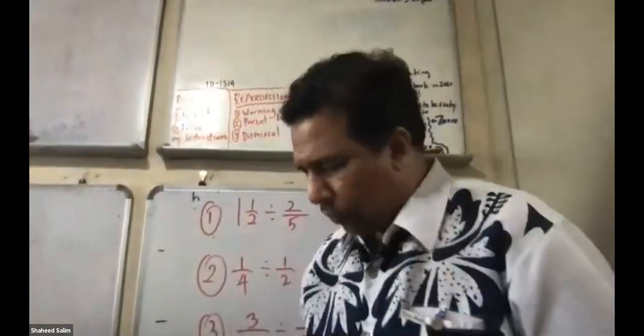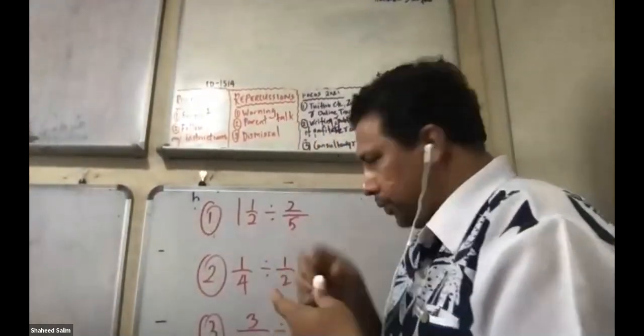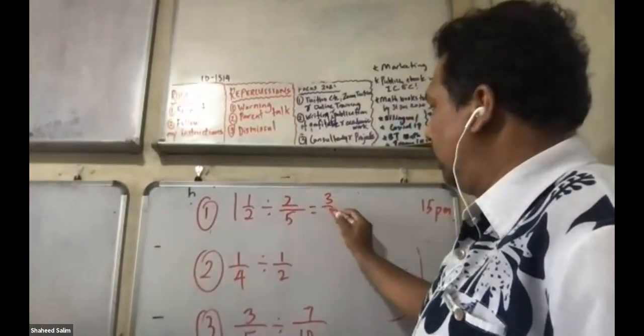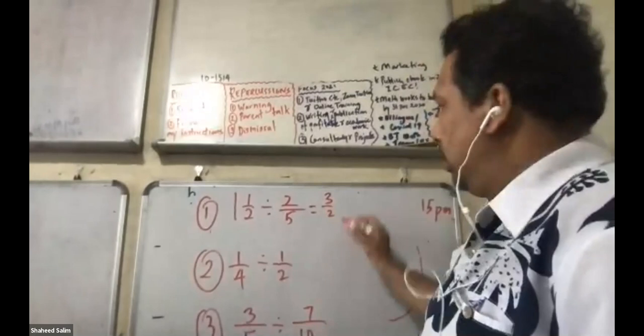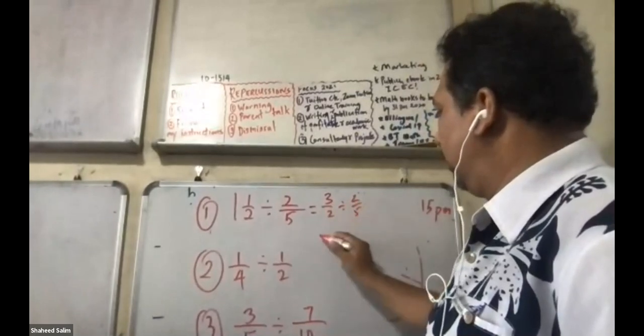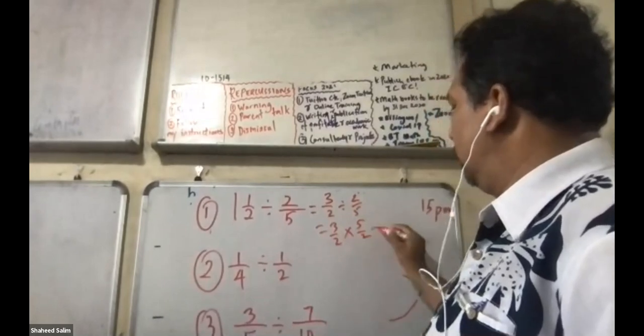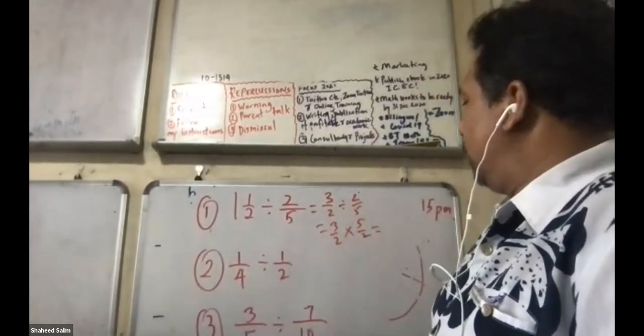Okay, what's your answer for the first one? 3.5. Okay, let's see. This one you get 3/2 divided by 2/5. 3/2 times 5/2. So how do you get 300?